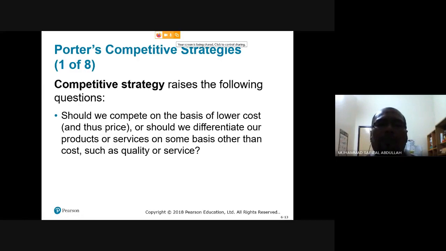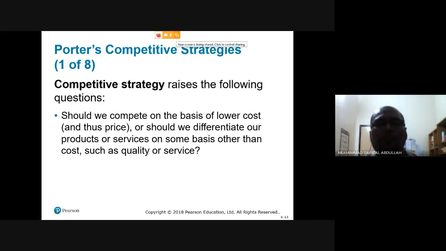What is a competitive strategy? Again, according to Porter's competitive strategy. Who is Porter? The same Michael Porter who proposed the five forces of industry competitiveness, the same person who proposed the model to measure the intensity of competition in the industry or in the marketplace. That same Michael Porter also proposed several strategies under competitive strategy.